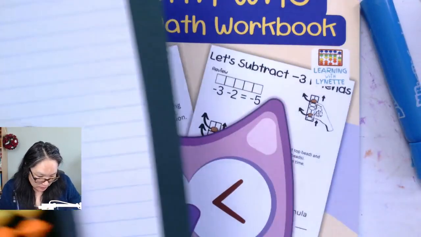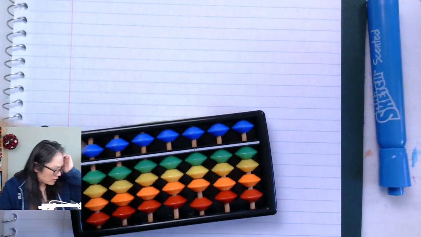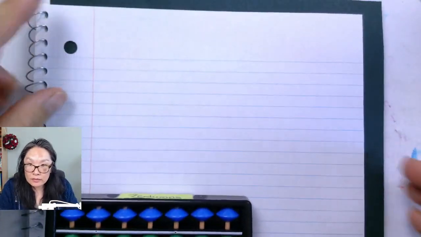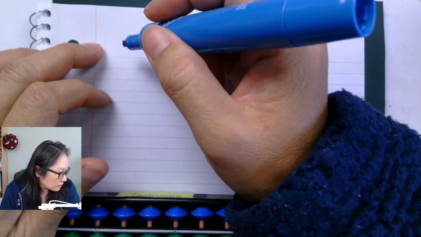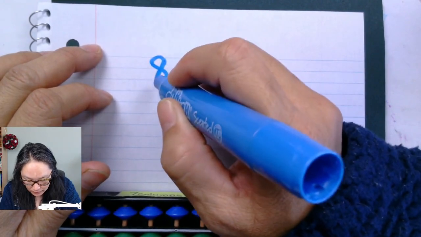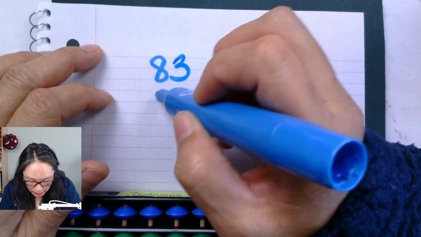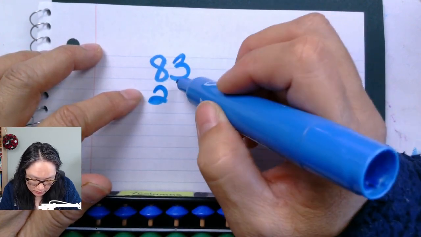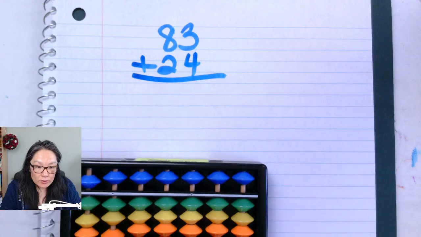Okay. So what we're going to do is some adding. These are going to be big questions. So let's do 83 plus 24. Okay? So what we're going to do.